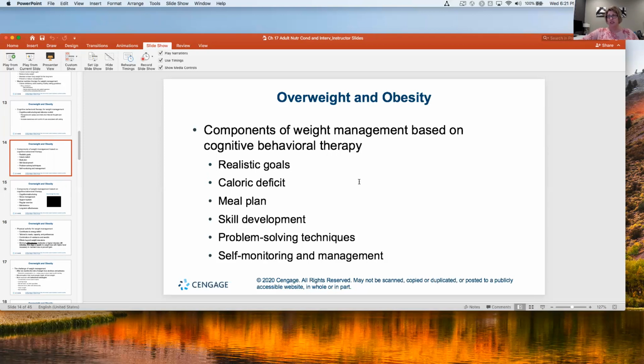So it kind of goes to this next one, which is the problem solving techniques. When they have problems, how do they deal with them? If they're a stressful eater, when they have a lot of stress, is there anything that they can do to decrease the stress in their life?